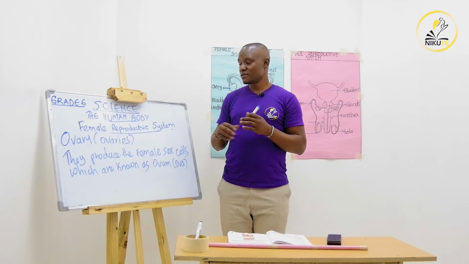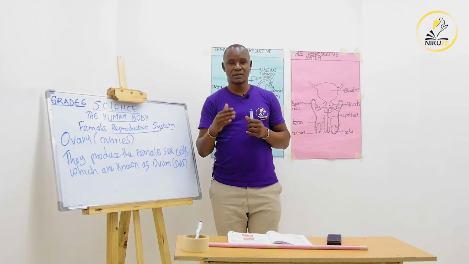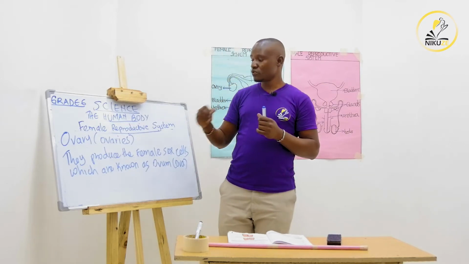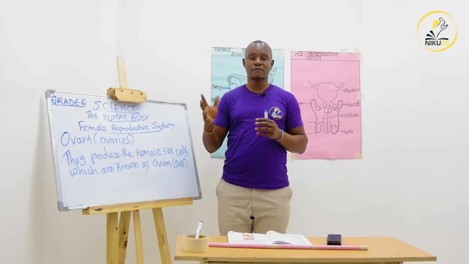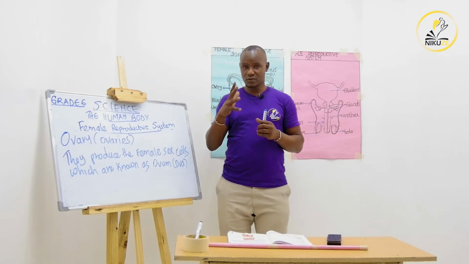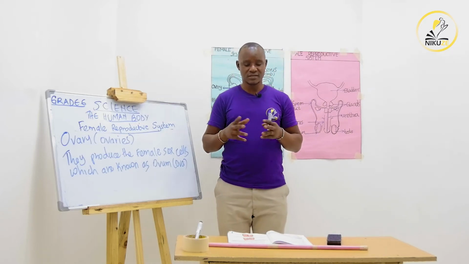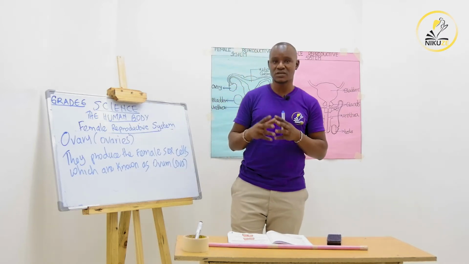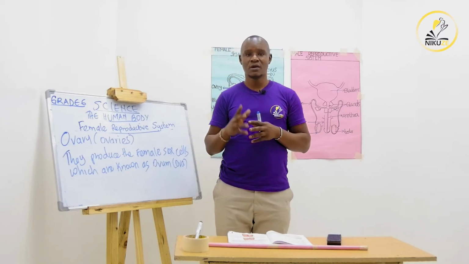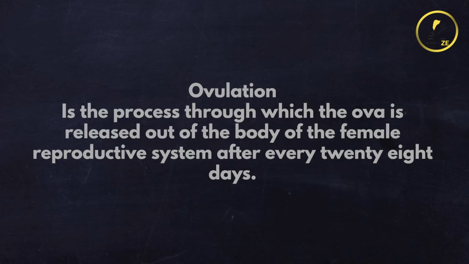Failing that, the ova will be taken out of the body through a process known as menstruation. When they are released out of the body, they are released in the form of blood. That normally happens after every 28 days in most females. When the release of eggs happens after every 28 days, we call it ovulation. Ovulation is the process through which the ova is released out of the female reproductive system after a period of 28 days.